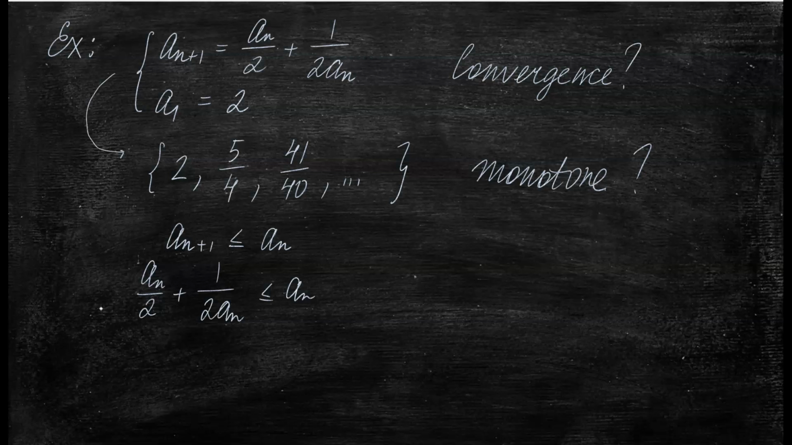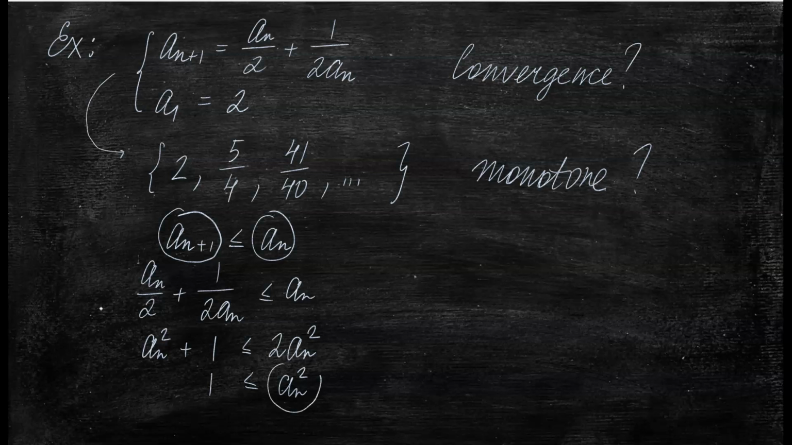And how do we do that? Well, let's multiply both sides by 2an, so we're going to get an squared plus 1 less than or equal to 2an squared, and we're going to subtract an squared from both sides. Basically it says your successor will be less than the predecessor if the predecessor is greater than 1.